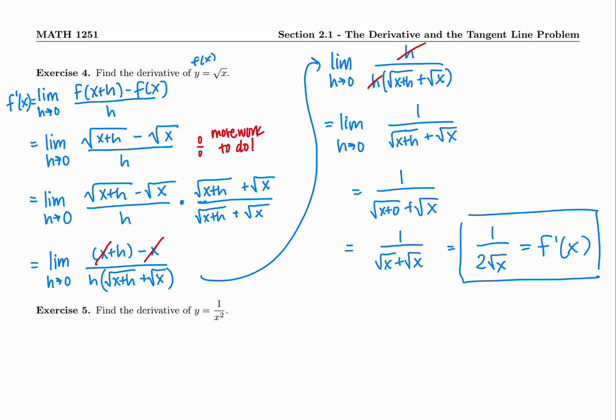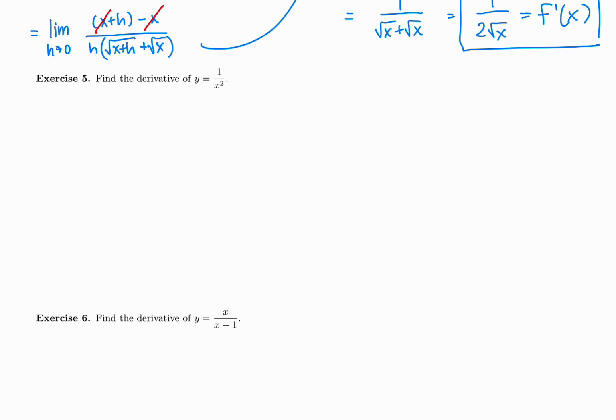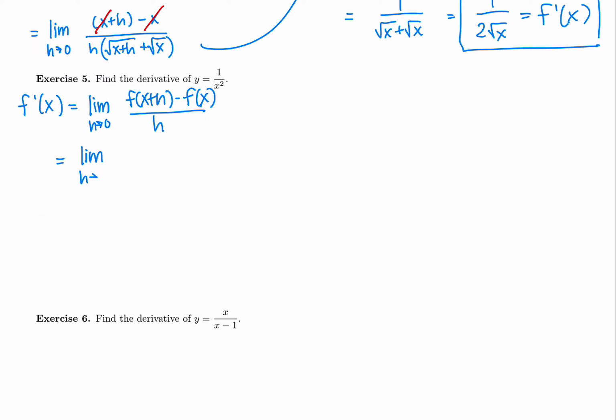All right, let's keep going. Let's now find the derivative of y equals 1 over x squared. So again, I always want to start by writing the f of x for f prime of x. f prime of x, the derivative, equals the limit as h approaches 0 of f of x plus h minus f of x all over h. So this is the limit as h approaches 0.